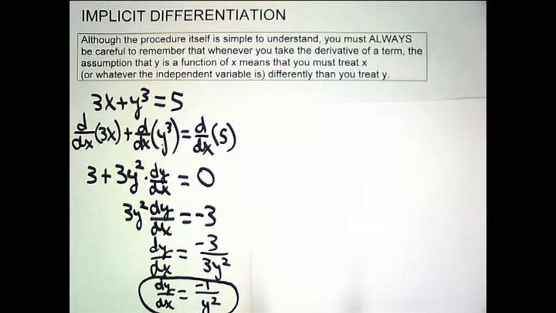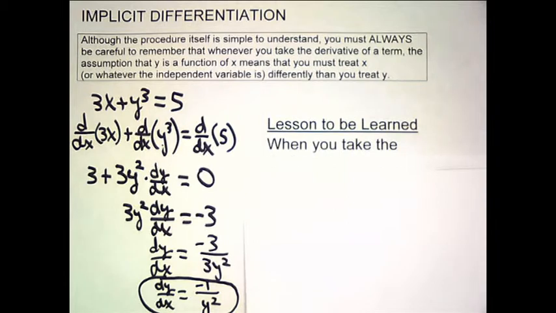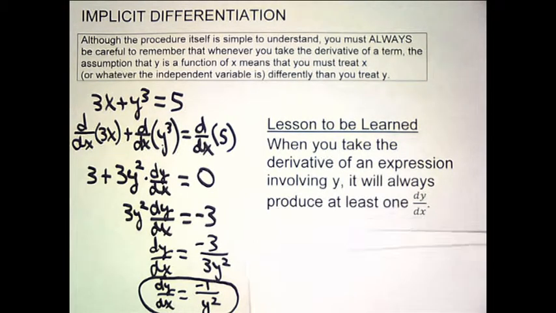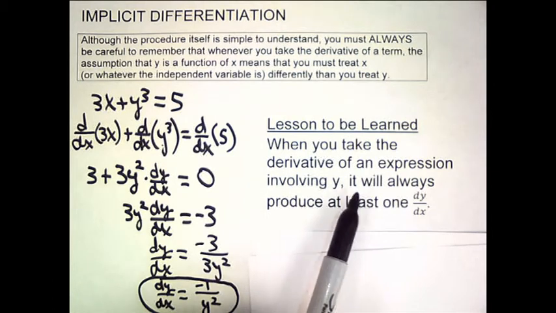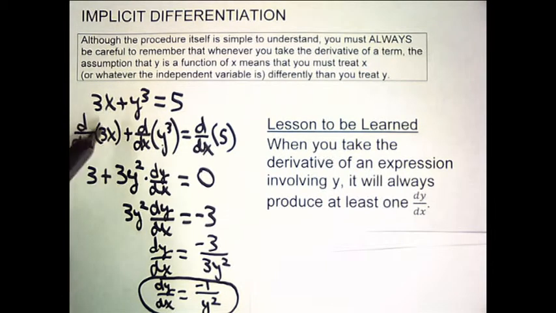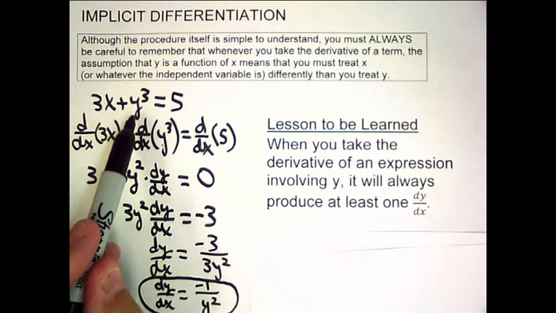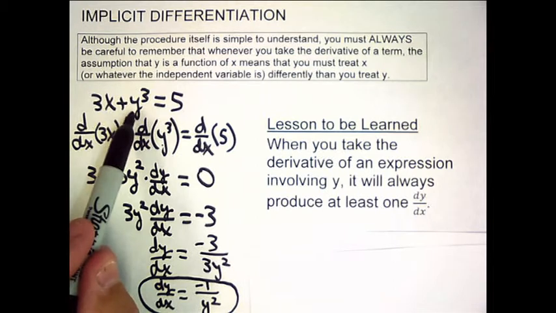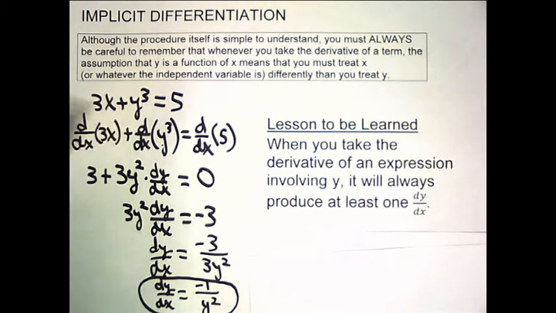Now, I'm not sure there's really a different lesson to be learned here than the other example, but it is a good point, I guess, at which I can just say this, and that is, whenever you take the derivative of an expression involving y, it will always produce at least one dy over dx. When you're taking a term that only has x's in it, or a constant, you're not going to get any dy over dx's. But as soon as you come to a term, or a factor that's part of a term, or a quotient that has a y in it, somewhere in this process you're going to generate at least one dy over dx. You just have to remember that.